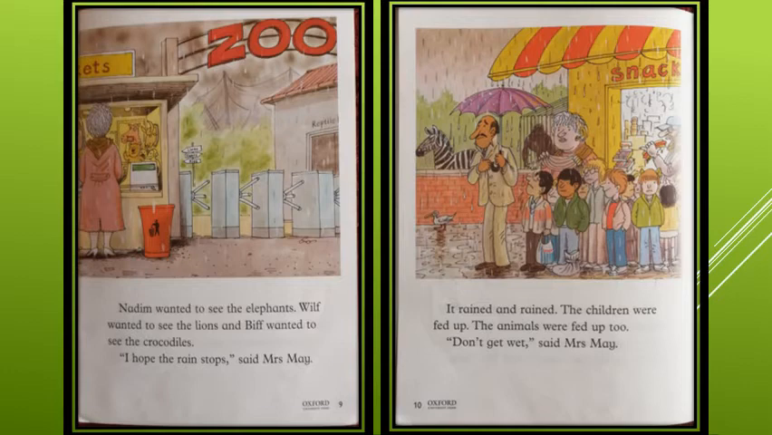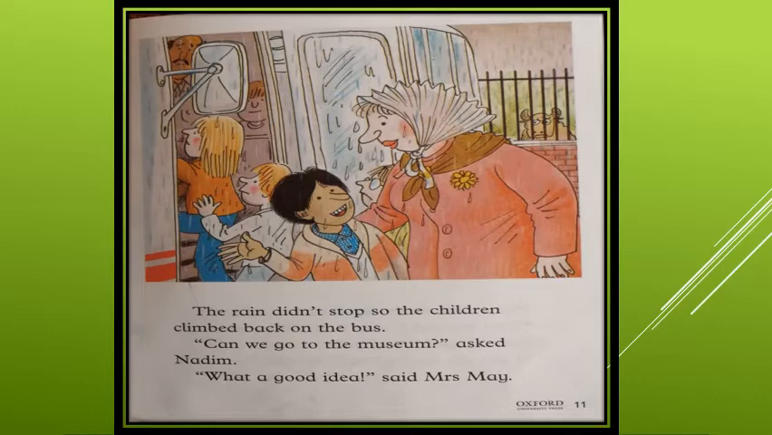Okay, come to page number 10. It started raining heavily. You can see that all the animals are fed up and the children are fed up too. So Mrs. May is again instructing the children not to get wet. I think they'll go back now in the bus because it is raining. Unfortunately, the rain didn't stop. Now you can see that they are moving back. They are going to sit back in the bus.